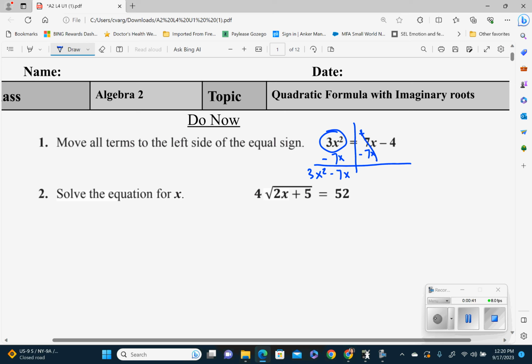This cancels out, is equal to negative 4, and we want to move all terms. So we want to move that negative 4 over by also adding 4, so plus 4. Okay. So when you do that, you're going to get your final answer, which is 3x squared minus 7x, no, sorry, plus 4 is equal to 0, and that is going to be our trinomial.